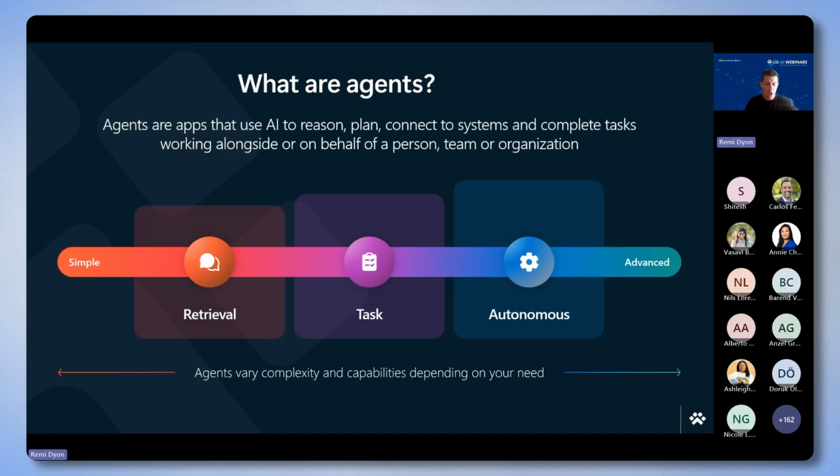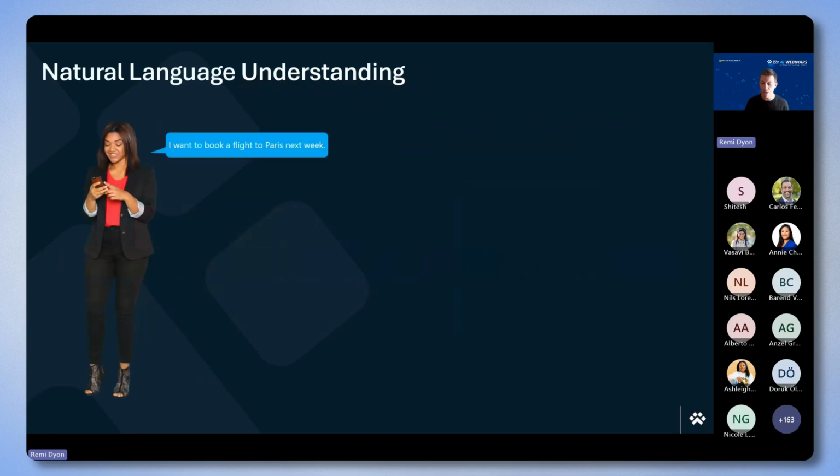But before we go a little bit further, we have to step back. Also, one bit is to talk about natural language understanding, because all the agents that we have, like the retrieval agent, the action agent, the autonomous agent, they are all based on a similar concept, which is natural language understanding. So the ability of the agent to understand what the user is asking.